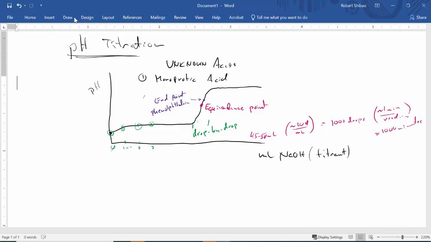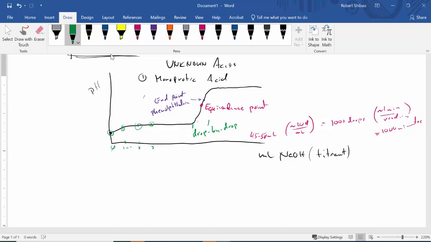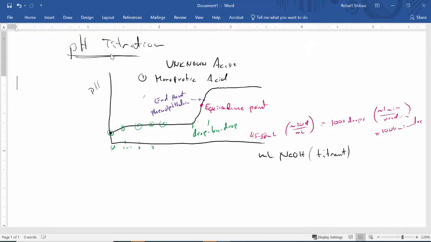And so we have to be very careful here with our data collection, because if we go 1 milliliter, 1 milliliter, 1 milliliter, then we might not quite get this here. And we need to map it out. How steep was it, etc.